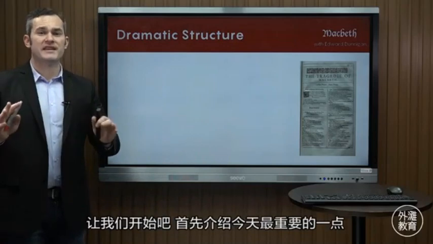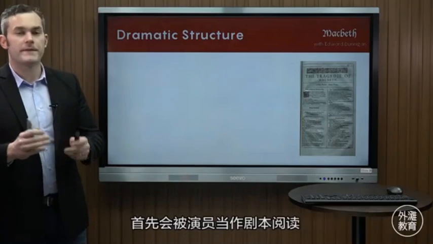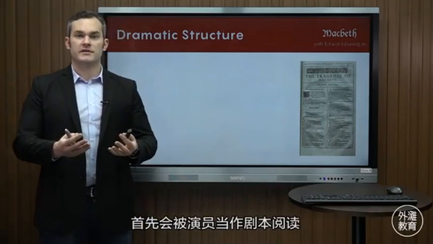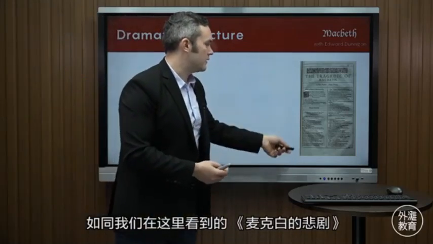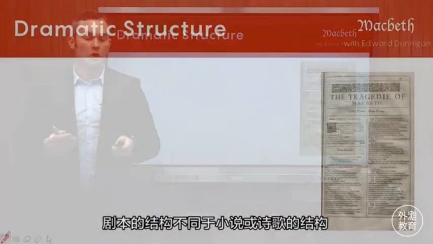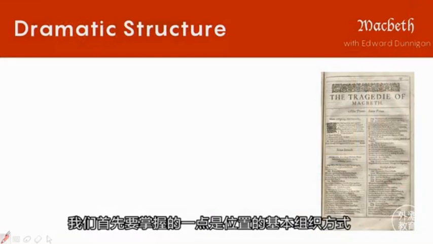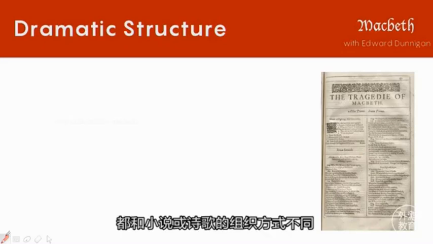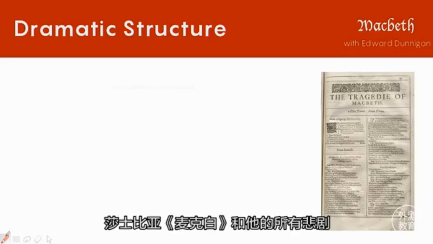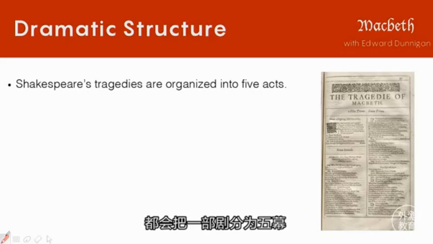So the most basic thing we're going to do today, everybody: Shakespeare's plays, including Macbeth, would have first been written as scripts for actors. Now, the structure of a script, like the one we see right here, The Tragedy of Macbeth, is different from the structure of a novel or a poem. So the first thing we need to master in order to understand dramatic structure in Shakespeare's Macbeth is the basic organization of the plays. A play, or any dramatic text, is going to be organized differently than a novel or a poem. So, in Shakespeare's Macbeth, and indeed in all of his tragedies, the play is divided into 5 acts.